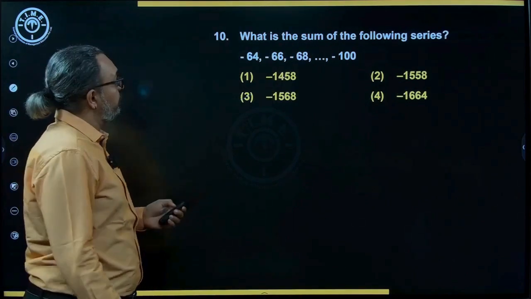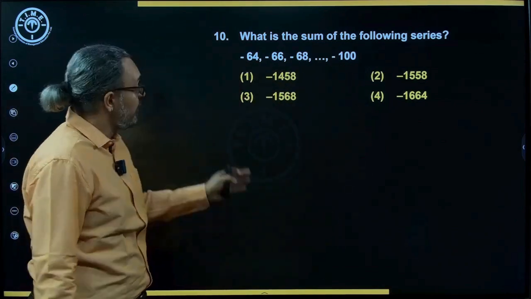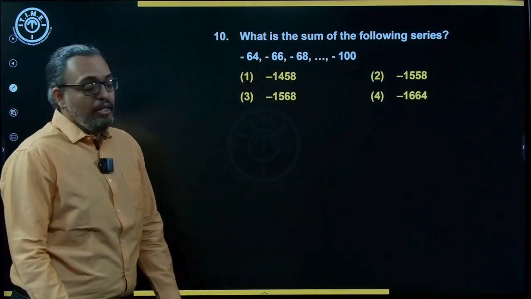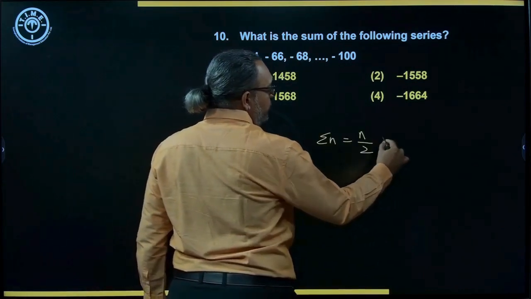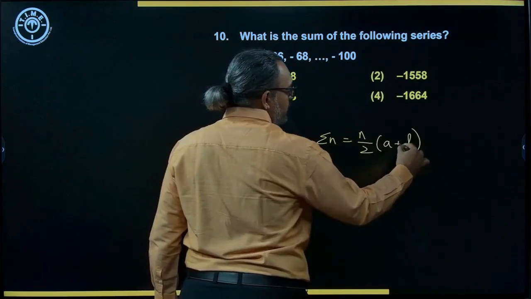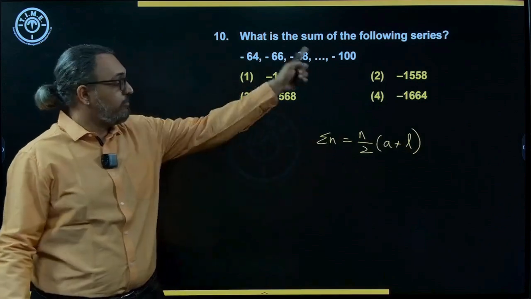next. Yes. Now here he says, what is the sum of the following series? So I need the summation. So we know the formula. Sigma n is n by 2 into a plus l, means first term plus last term, and then n by 2. N is nothing but how many numbers are there in total here.